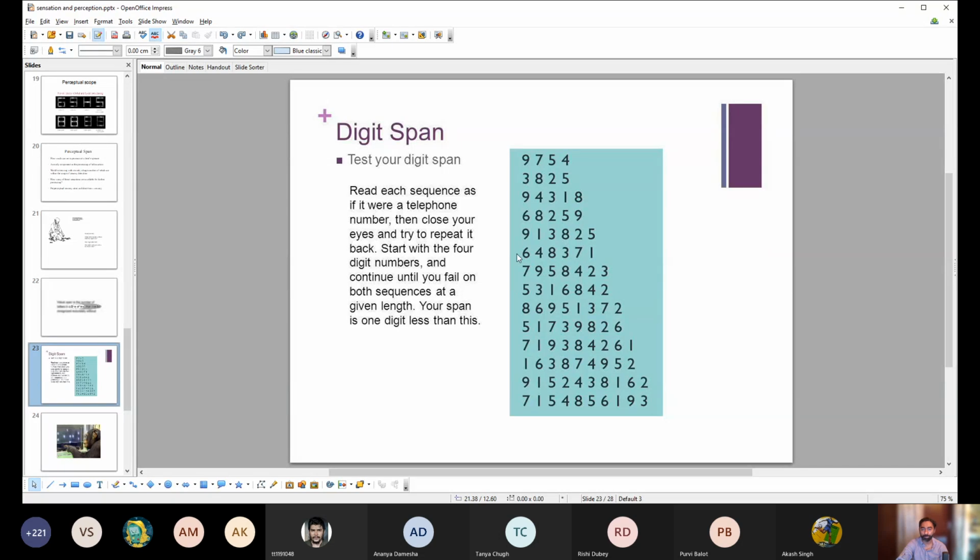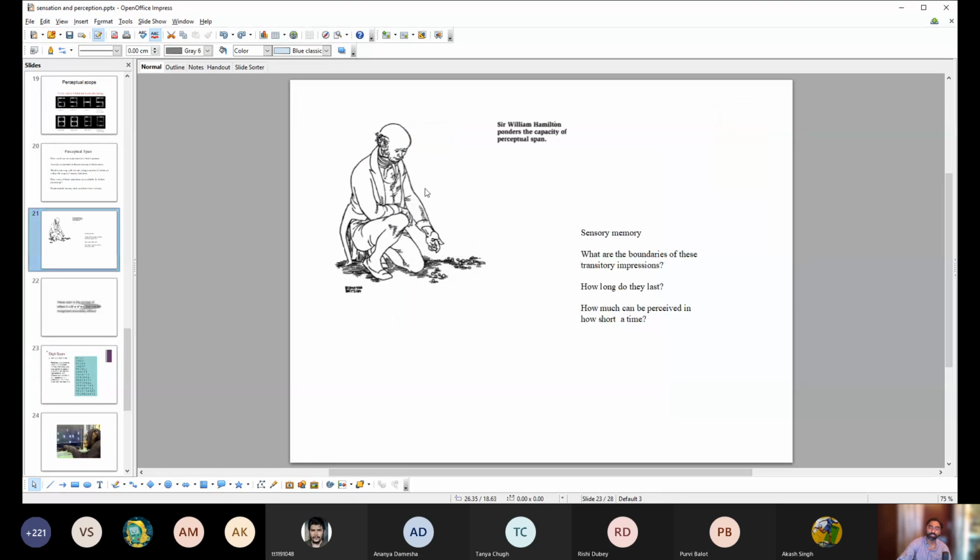And wherever you stop, that is what your digit span is. So if you are able to do up till here, your digit span is 6. If you're able to do up till here, your digit span is 7. You, in the sense, whoever is doing the task, and likewise. The larger the digit span, the larger is your sensory memory.